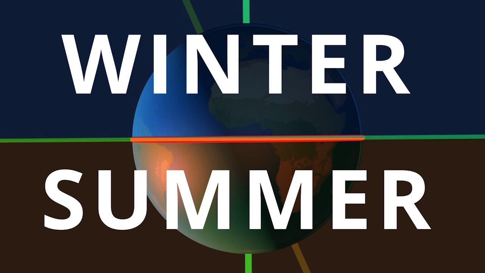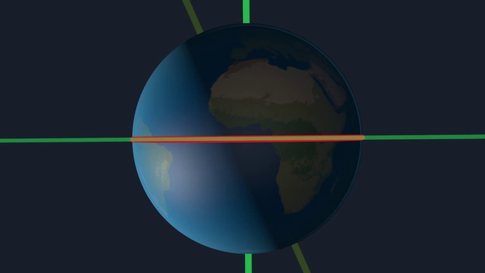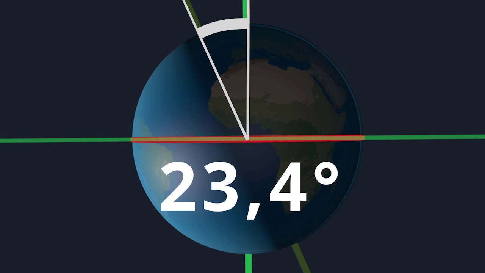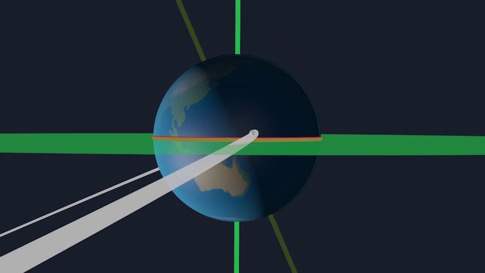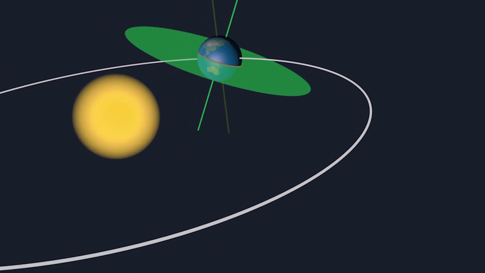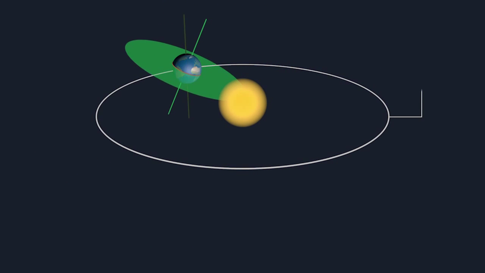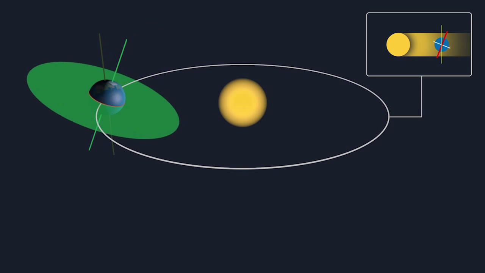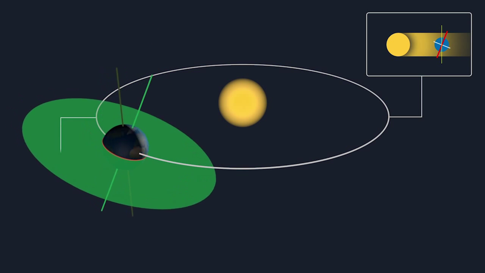Earth's axis, the axis which Earth rotates around, is tilted relative to Earth's orbit around the Sun by 23.4 degrees. Within 1 year, the southern hemisphere once points to the Sun, while the northern hemisphere points away from it, and vice versa.